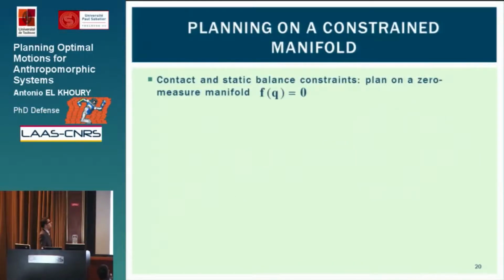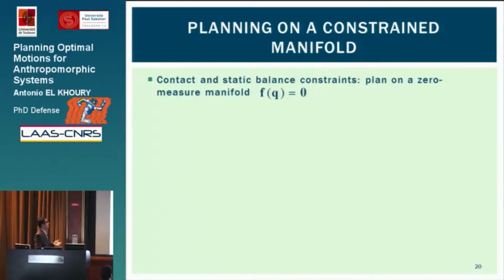Now, if you want to consider planning whole body motions for a robot, we have to consider the fact that during the whole motion, there are some limbs or bodies of the robot that are constantly in contact with the environment. For example, we might have the two feet, which are constantly in contact with the walking surface.